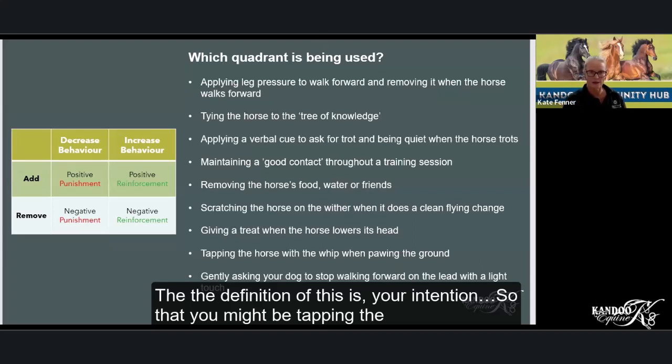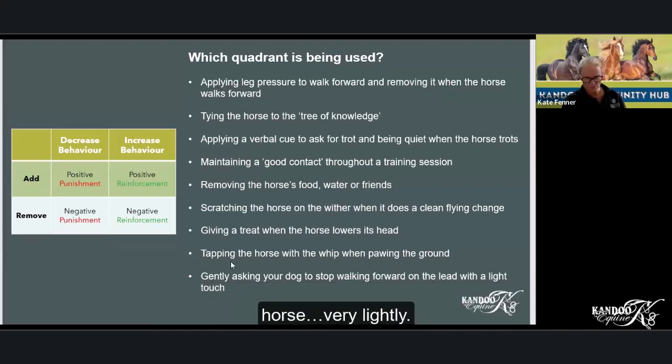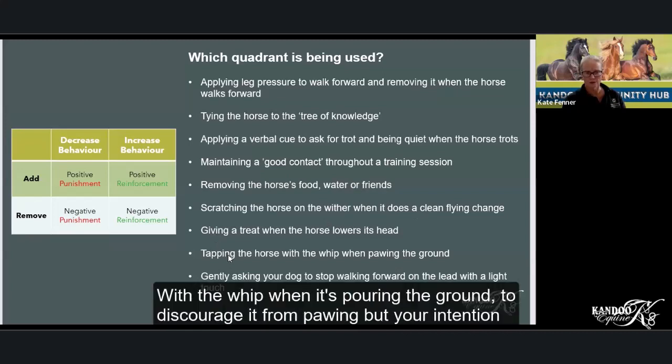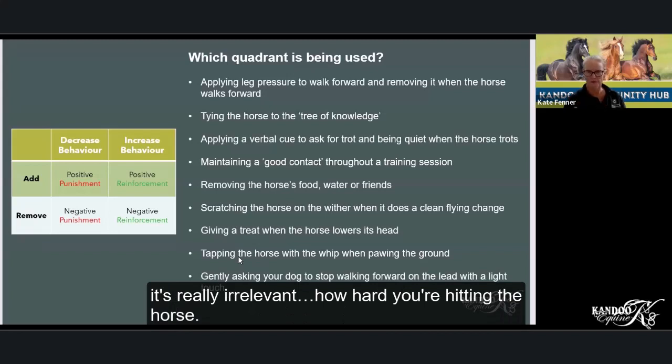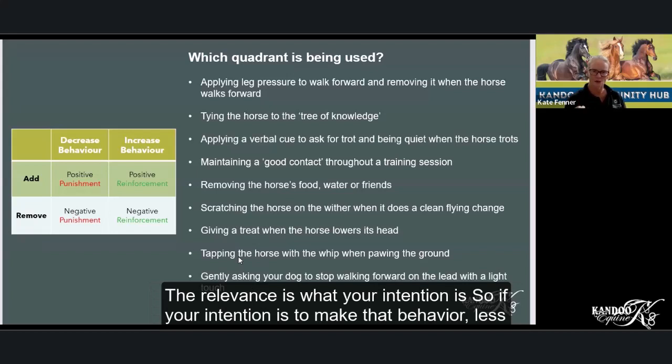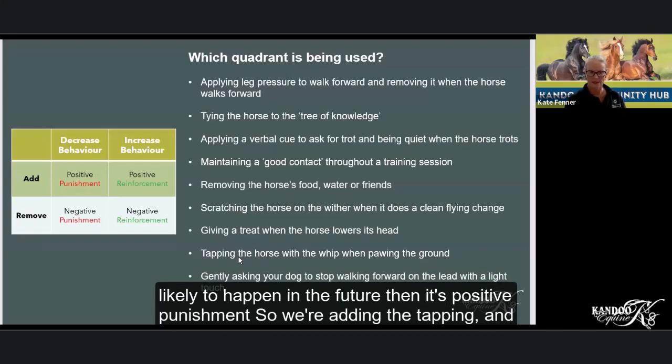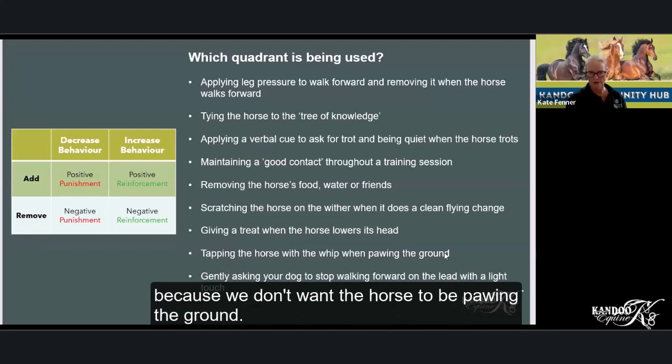So you might be tapping the horse very lightly with the whip when it's pawing the ground, to discourage it from pawing, but your intention still is to make that behavior less likely to happen in the future. So it's really irrelevant how hard you're hitting the horse. The relevance is what your intention is. So if your intention is to make that behavior less likely to happen in the future, then it's positive punishment. So we're adding the tapping, because we don't want the horse to be pawing the ground.